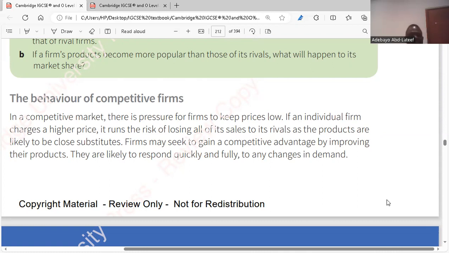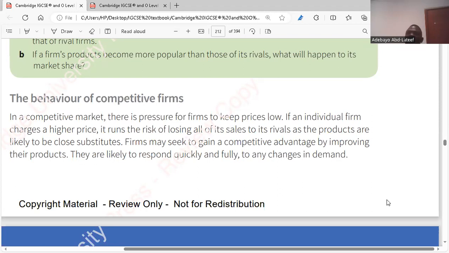Because it's a very competitive market, they have certain behavior, and the behavior is basically on price. In a competitive market, prices tend to be low. And if you keep increasing your price, you will start losing customers to your competitors. So that is why in a competitive market, prices are always affordable for consumers. Do you get it? Yes.